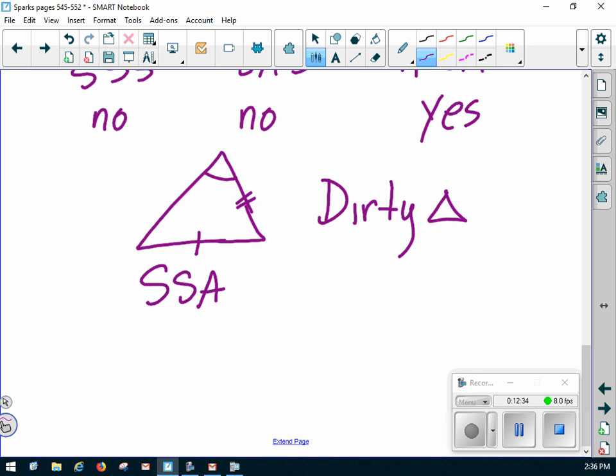We call that in my class a dirty triangle. Because if you reverse the SSA, don't be smart aleck, it's a word we don't say, right? Could you use law of sines? Sure could. Now, in geometry, you were told you can't do those.